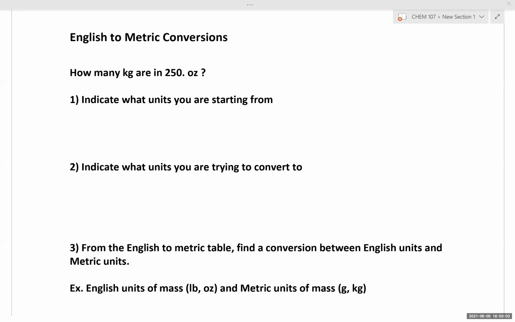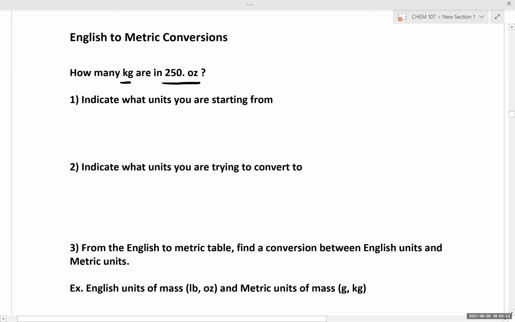So we talked a lot about metric to metric and English to English conversions. Let's now delve into English to metric conversions. In this case, we're looking at an example where we're asked how many kilograms are in 250 ounces.